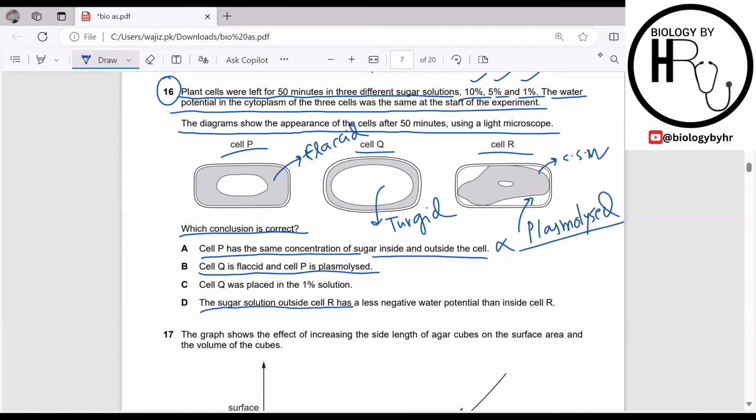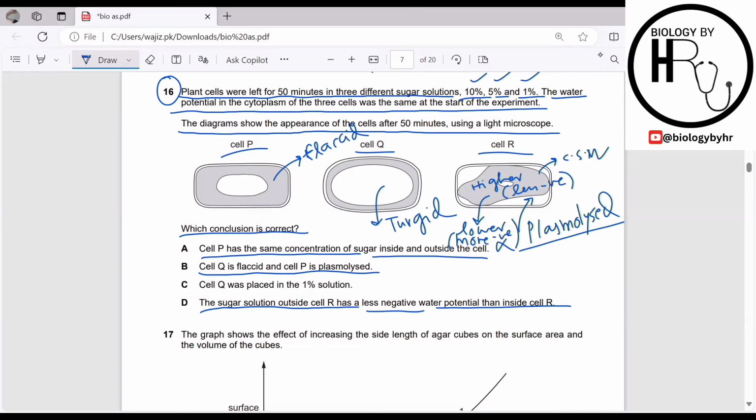The sugar solution outside the cell R has a less negative water potential than inside cell R. We know that in cell R the water is coming out of the cell. It means that inside the cell there must be a higher water potential and outside the cell there must be a lower water potential. If there is a higher water potential inside the cell, it means that the water potential inside the cell is less negative, and if there is a lower water potential outside the cell, it means that it is more negative.